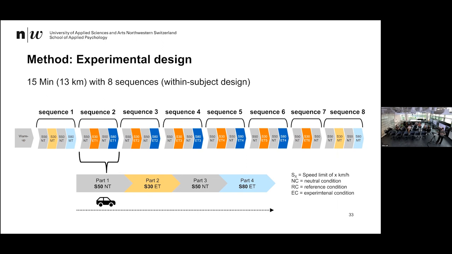The cover story was that we tested the virtual reality driving simulator. And we had a sequence one, which was the neutral condition with no intervention and no changes in the design. Then, as you can see, we had several treatment conditions that would follow each other in always the same sequence. And in between, we try to neutralize people's behavior. So then we go to a 50 sequence and then go back to the 30 kilometers per hour. And there were three times.